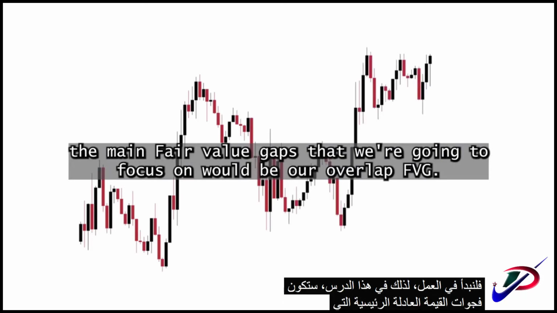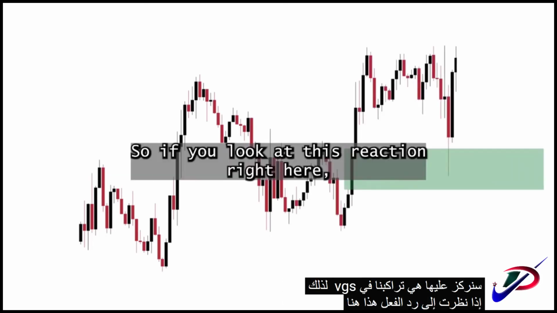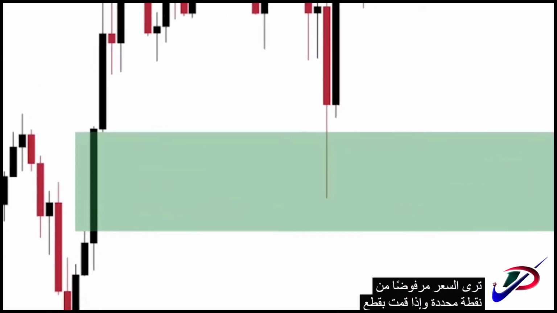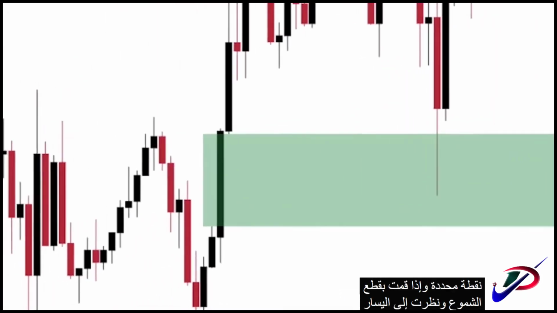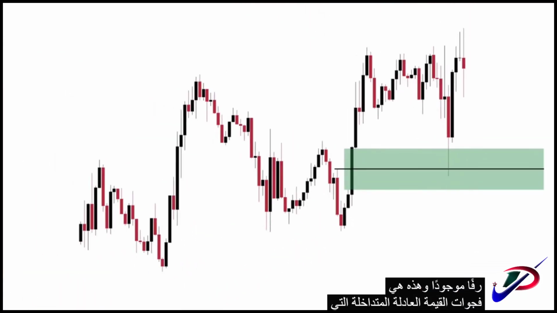So let's get to work. So in this lesson, the main fair value gaps that we're going to focus on would be our overlapped FVGs. If you look at this reaction right here, you see the price rejected from a specific point. And if you cut through the candles and you look to the left, you'll see that there was a shelf present. And these are the overlapped fair value gaps that we're going to be focusing on.